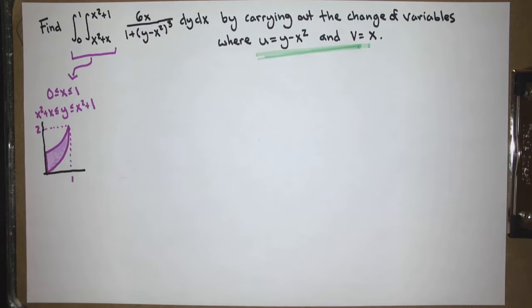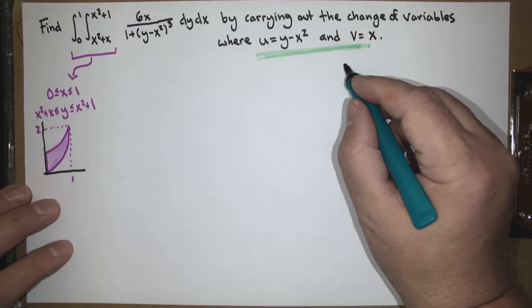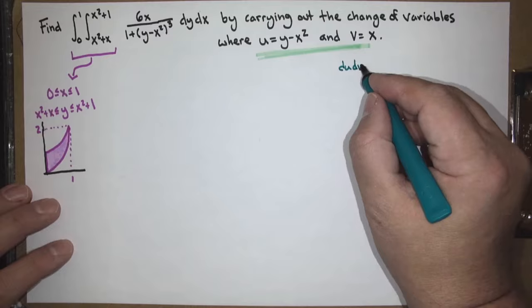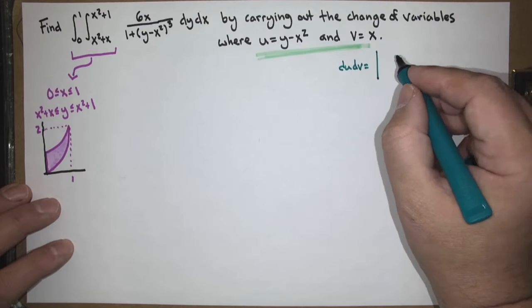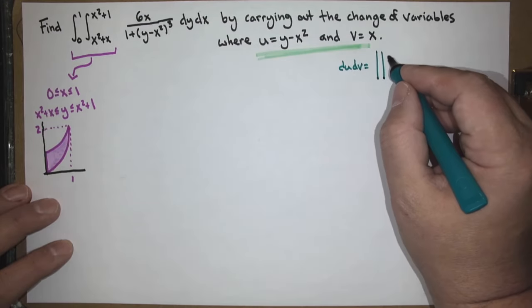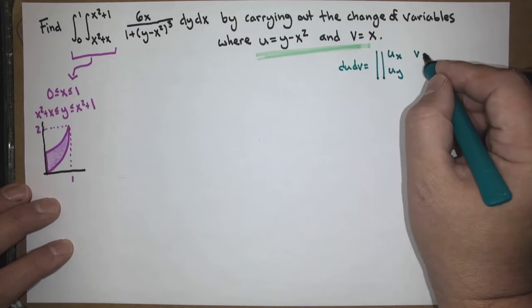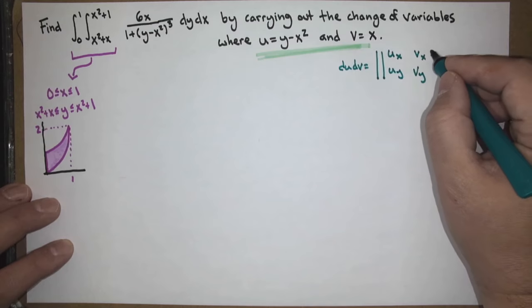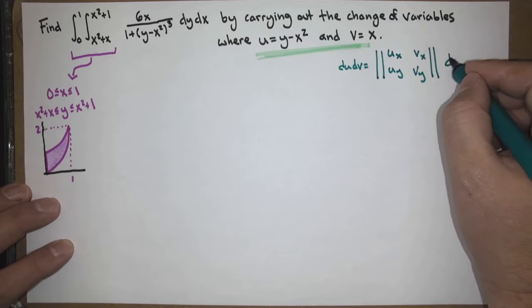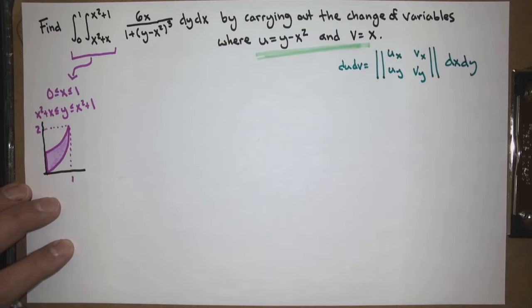So now we can get into working through the various parts. All right, so where to begin? Well, start with the Jacobian. So our Jacobian says du dv is equal to the absolute value of the determinant u sub x, u sub y, v sub x, v sub y, dx dy. It doesn't really matter for right now. Mostly we're just saying, how do these compare?